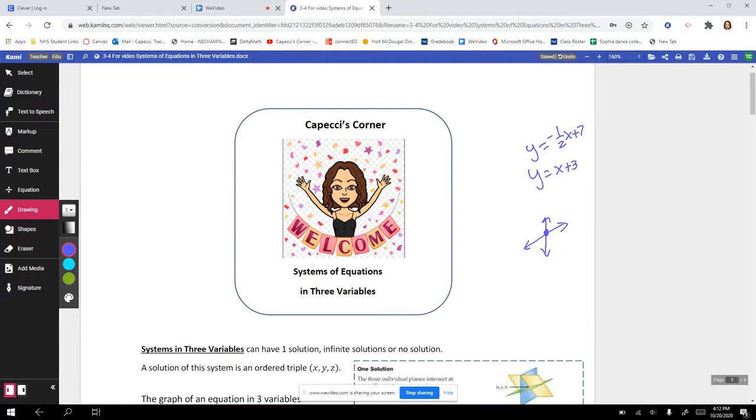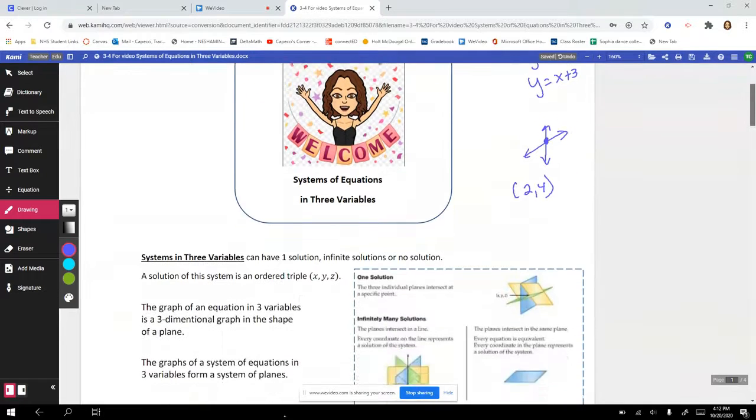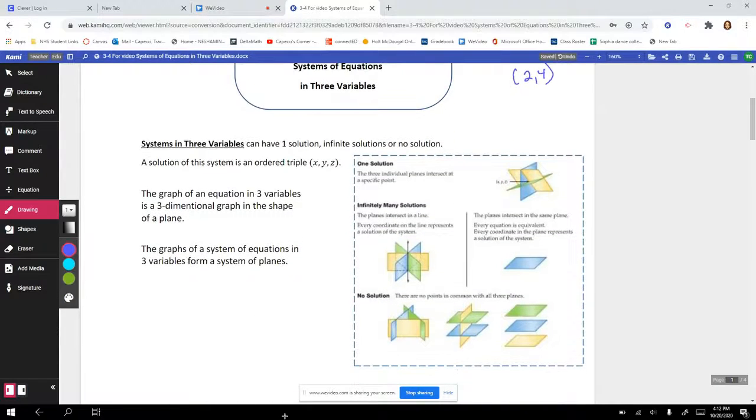They intersected at a point, so there was one solution. And you would have a coordinate like 2, 4. That would be your solution, your point of intersection. Now, systems in three variables can have either one solution, infinite solutions, or no solution. There are going to be three different variables, so instead of a coordinate with two numbers, you're going to have three numbers.